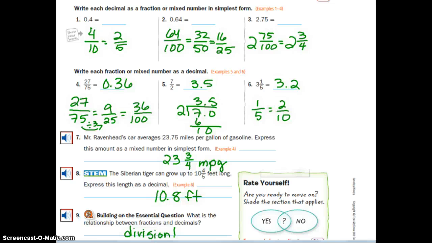And the last ones were pretty easy. Number 7, 0.75 is 3/4, and 4/5, I get it up to 8/10, so that's 0.8. And then the last thing is just to know that to go from fractions to decimals, decimals to fractions, it's just about division.